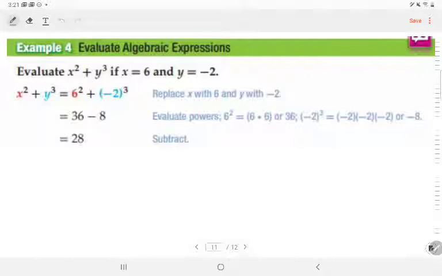So now let's look at evaluating algebraic expressions. So to evaluate, you would plug something in. So we have x squared plus y to the third power, if x equals 6 and y equals negative 2. So the 6 goes in for the x, so 6 squared, plus negative 2 goes in for the y, negative 2 cubed. 6 times 6 is 36. Negative 2 to the third power would be negative 8, and 36 minus 8 would be 28.